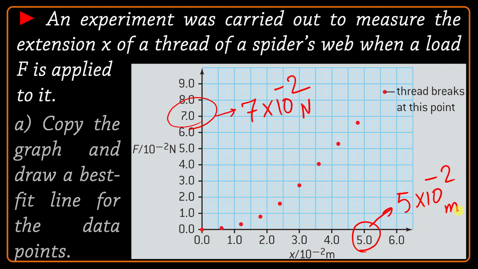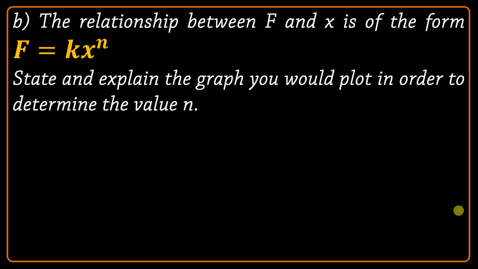Part A. Copy the graph and draw the best fit line for the data points. The best fit line here could be a curve passing through as many data points as possible. Something like that. Part B. The relationship between F and x is of the form F equals k x to the power of n, exponential form. State and explain the graph you would plot in order to determine the value n.